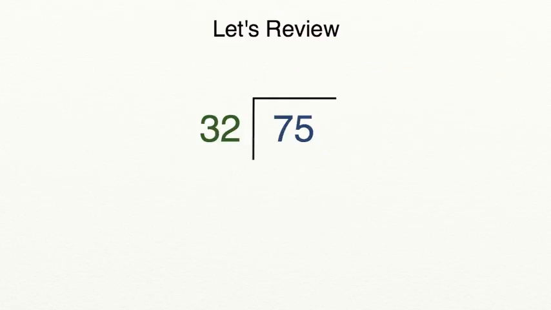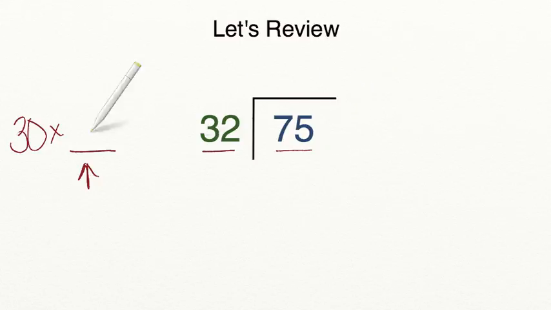Let's review what you've learned in today's lesson. When you're trying to divide a number that has a two-digit divisor, your first step is to round it to the nearest tens place. We need to round 32 to 30. Your second step is to then estimate what your quotient would be and land as close to your dividend as you can. If we multiply 30 times 2, we get 60, and that gets us pretty close to 75.